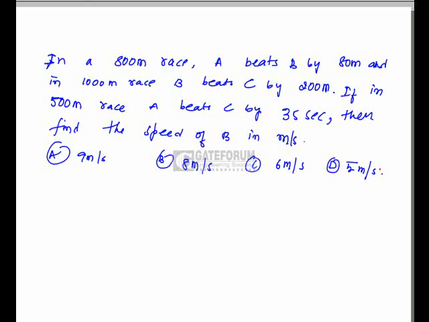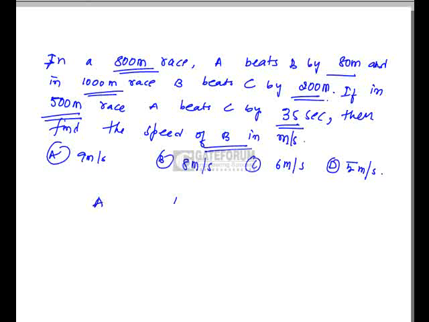In this problem, it is given that in an 800 meter race, A beats B by 80 meters, whereas in a 1000 meter race, B beats C by 200 meters. And also given that if in a 500 meter race, A beats C by 35 seconds, then we have to find the speed of B in meters per second. So let us look into the initial information which is given.